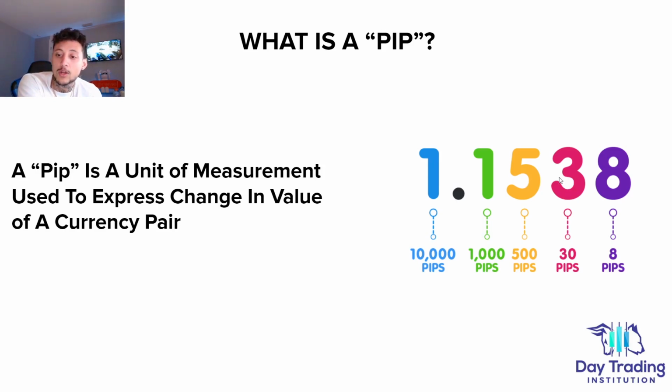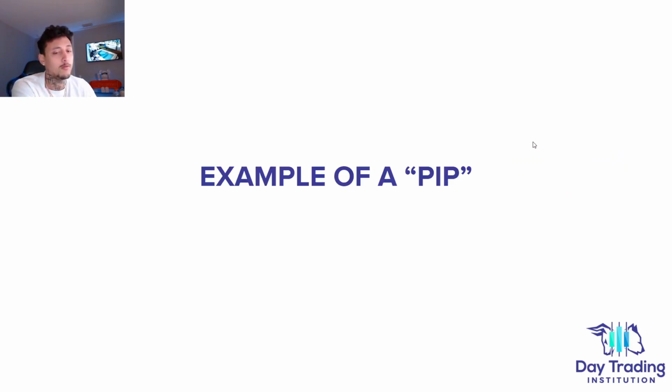So let's say the market went from 538 to 540. The market's gone up 2 pips, and this will be 500 flat. But we'll get into that a little bit more in detail later on.